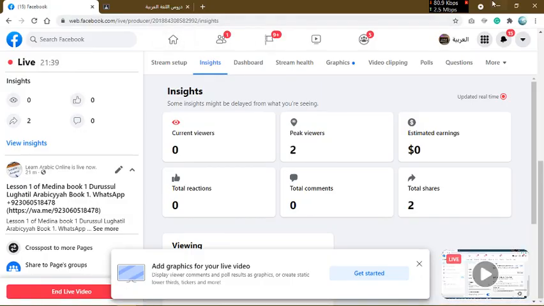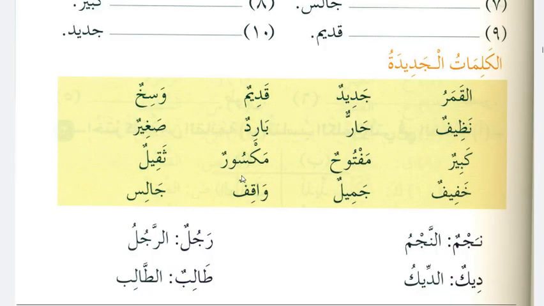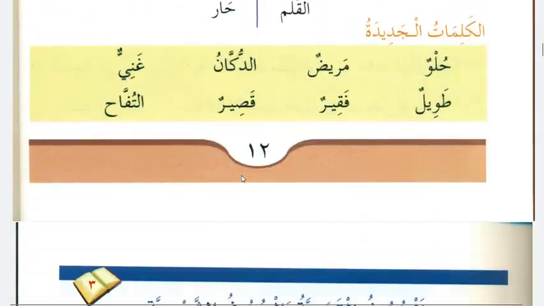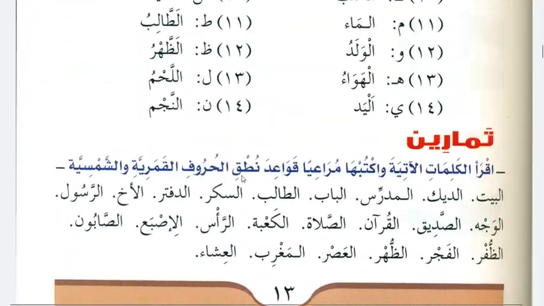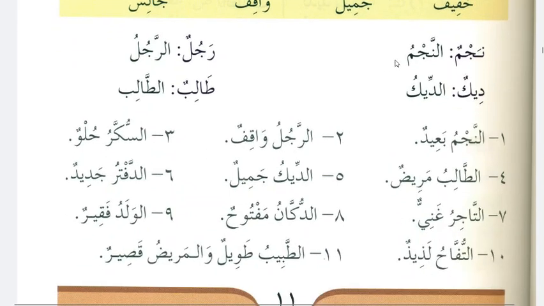Let's see what time it is now. 21 minutes, we still have 9 minutes. So let's see whether we can complete it or not. We can complete it if we do it quickly. So here, whenever we have shadda, lam becomes silent. So najmun, a star, An-najmu, lam is silent here, the star. Rajulun, a man, Ar-Rajulu, the man. So lam is silent because of shadda.